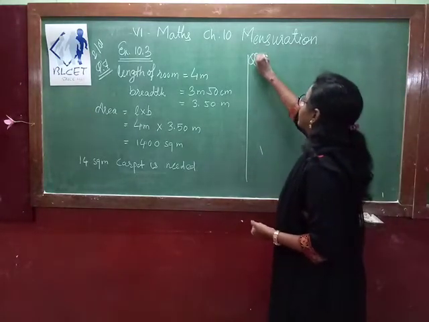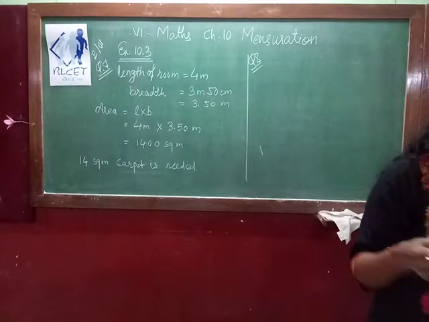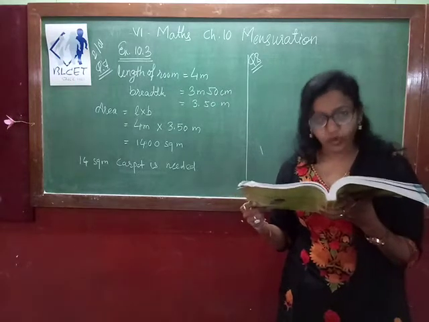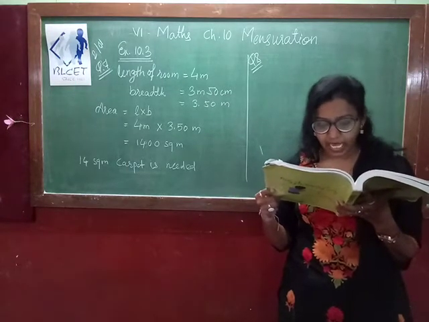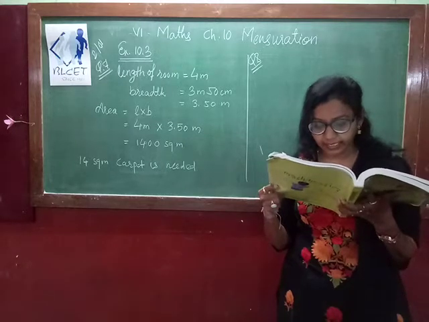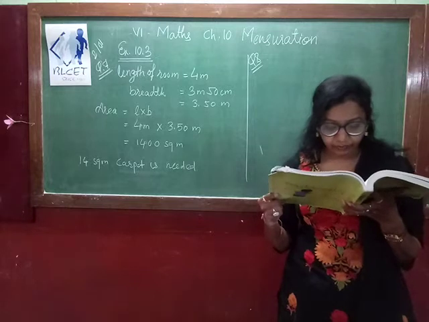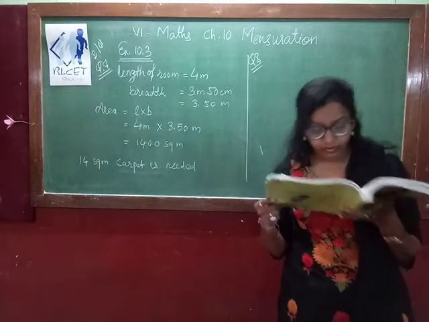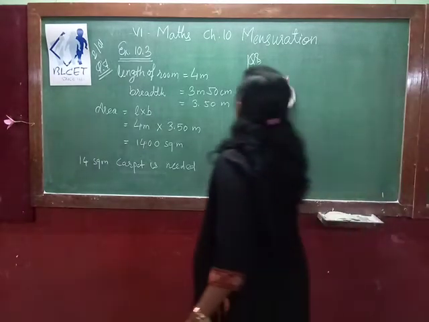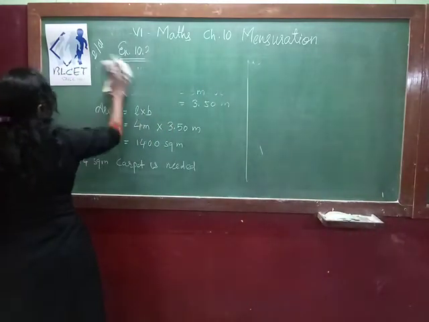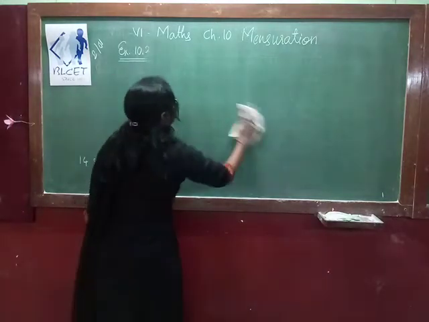Now move on to question number 8. The question is, a floor is 5 meter long and 4 meter wide. A square carpet of size 3 meter is laid on the floor. Find the area of the floor that is not carpeted. So let's see how to solve this question. Whatever data is given, write down the data first.